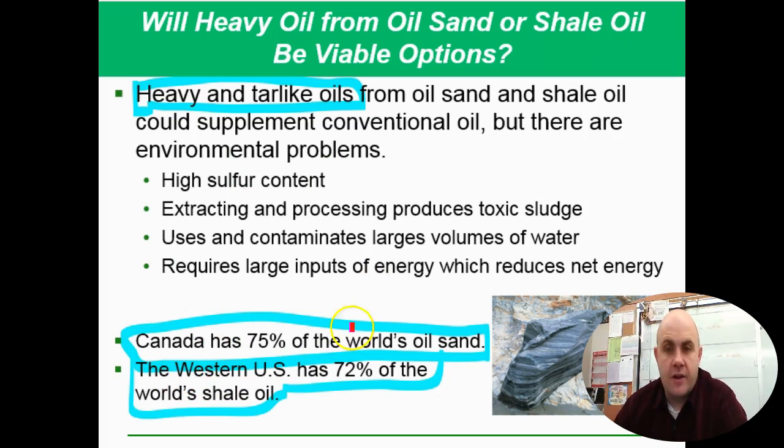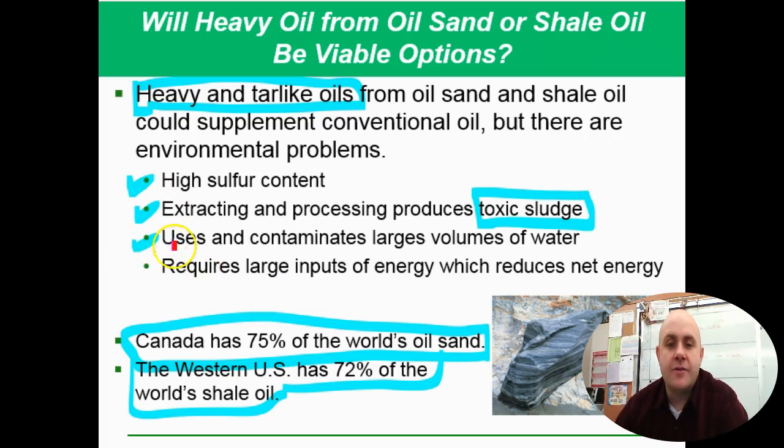So, is this a viable option? Should we start using it? Well, a lot of people argue yes, and right now it's actually being worked on. What are some issues with it, though? It has very high sulfur content. So when we burn this stuff, it has a lot of impurities in it. Those impurities create a lot more pollution-based issues. The extracting and processing of it creates what they call toxic sludge, which is really pretty nasty goop.